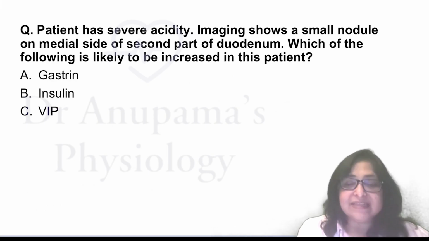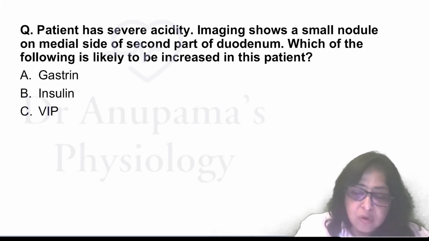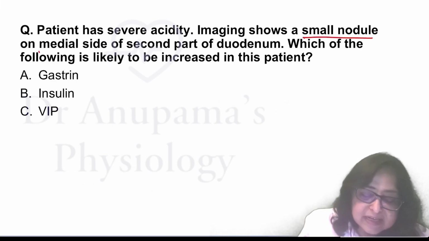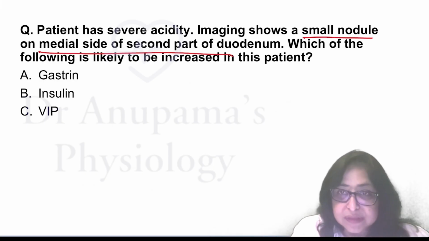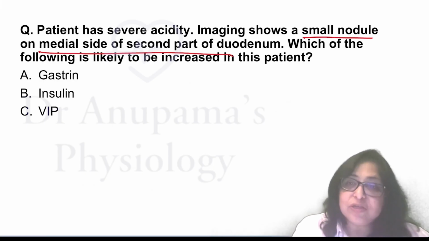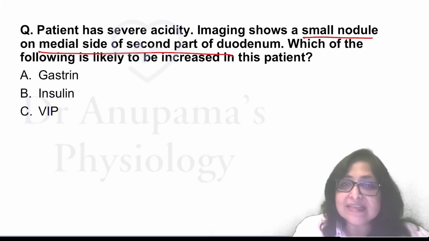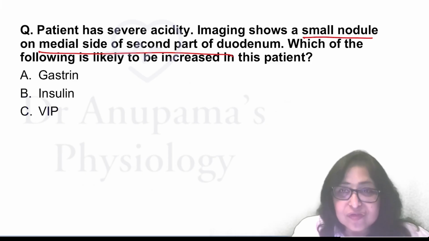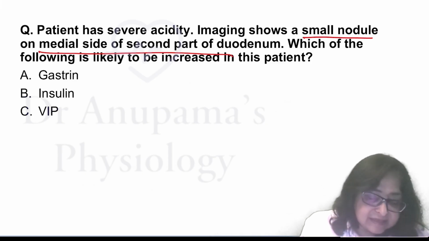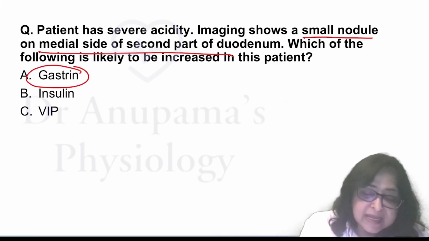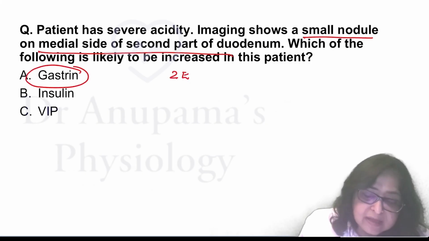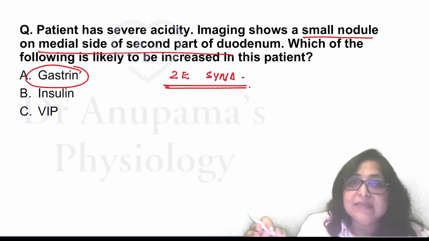Patient has severe acidity. Imaging shows a small nodule on the medial side of the second part of the duodenum. Which of the following is likely to be increased in this patient? There is acidity. This is definitely a situation of gastrinoma. That means there is excessive secretion of gastrin. This is the Zollinger-Ellison syndrome.